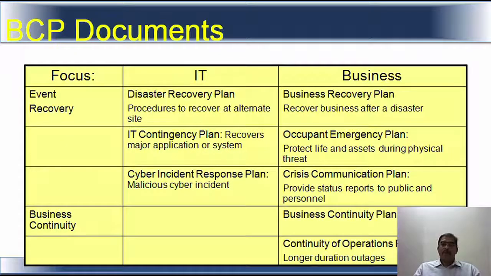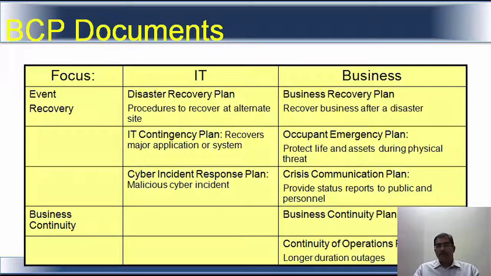What are the documents for BCP? Now, if you look at the table, it has three columns. One is the focus. Focus is on IT and business. Let's take an example of event recovery. Under IT, there is a disaster recovery plan. What does it specify? Procedures to recover at an alternate site. Under business, you have a business recovery plan or a business resumption plan. That is how to recover a business after a disaster.